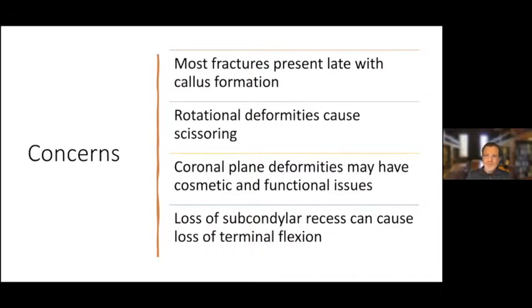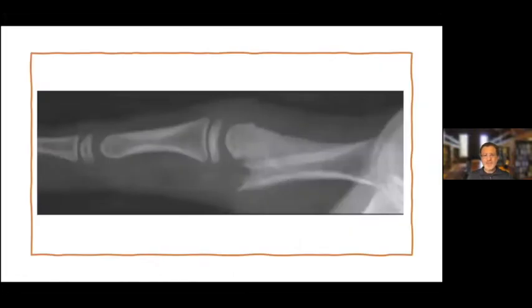They have coronal plane deformities on occasion that may have cosmetic and functional issues. And the other problem is loss of the subcondylar recess that can cause loss of terminal flexion. And that loss of subcondylar recess looks like this.